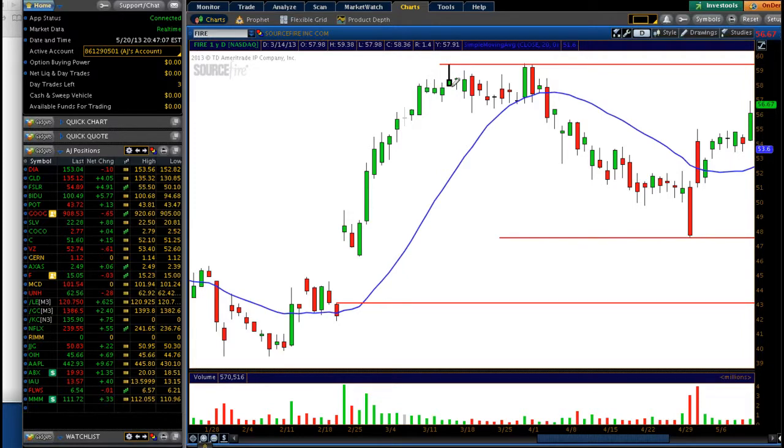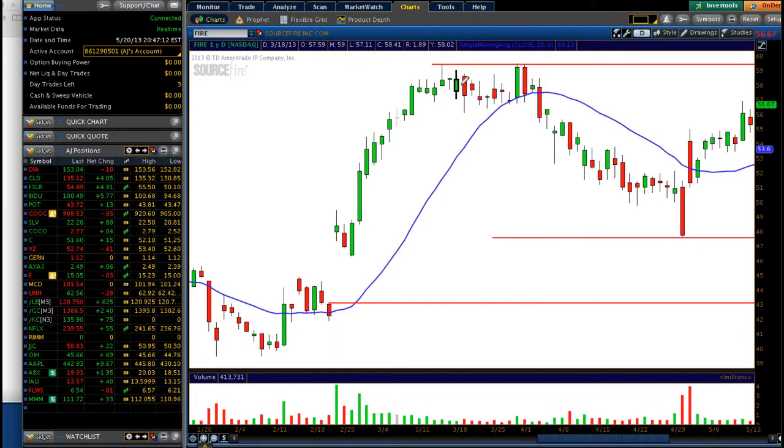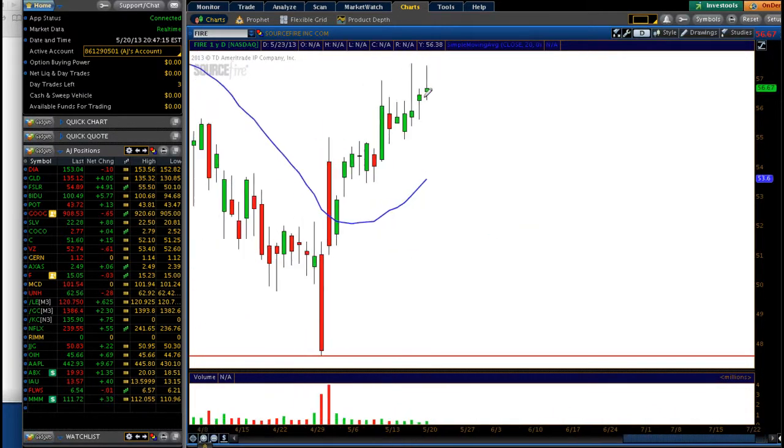When you see spinning tops, which are these very narrow-bodied candles, especially at resistance points, that usually tells us it's a sign of indecision. And when you combine spinning tops with lower volume, you see the drop in volume. It's a dramatic drop. The volume has not picked up in over 2 weeks. So it's telling us that the buyers are running out of steam.